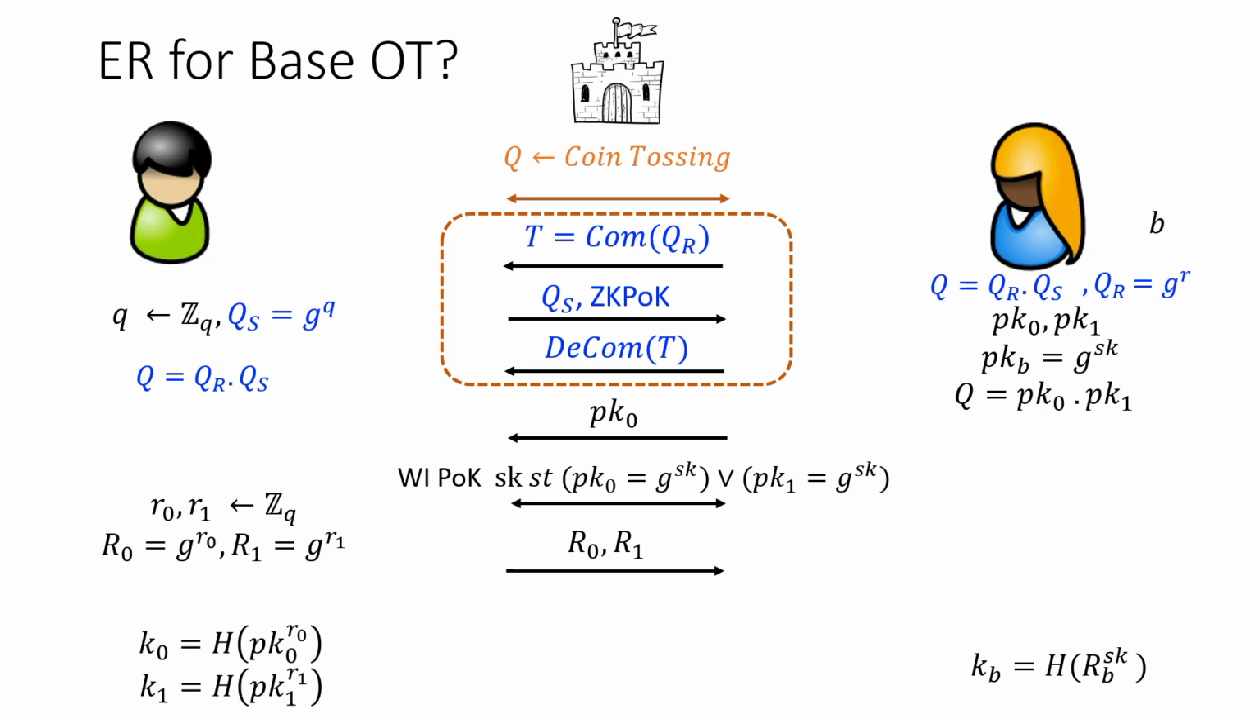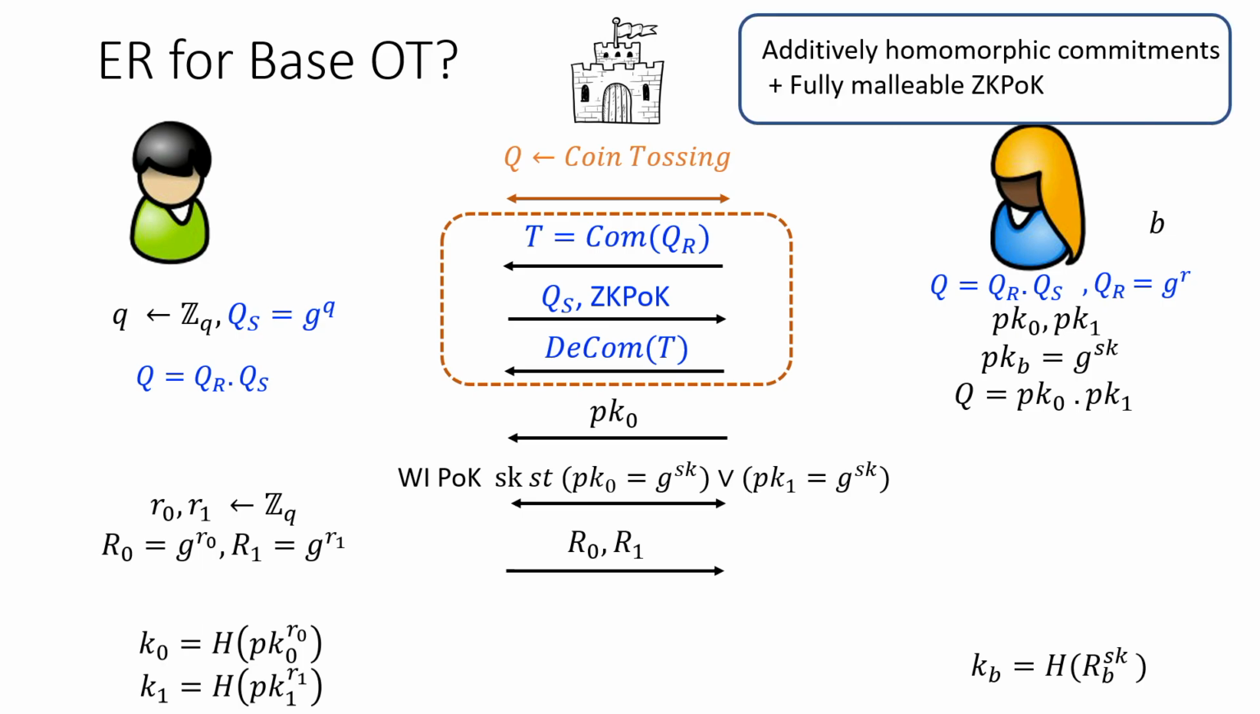So if we have a reverse firewall here, and if we assume that these commitments are homomorphic, then the reverse firewall can re-randomize this. We also need to re-randomize the proof of knowledge, so we are going to need something that I'll call a fully malleable zero-knowledge proof of knowledge. I'll say what that is in a bit. But assuming homomorphic commitments and a fully malleable proof of knowledge, we can now re-randomize this coin tossing phase using a firewall.